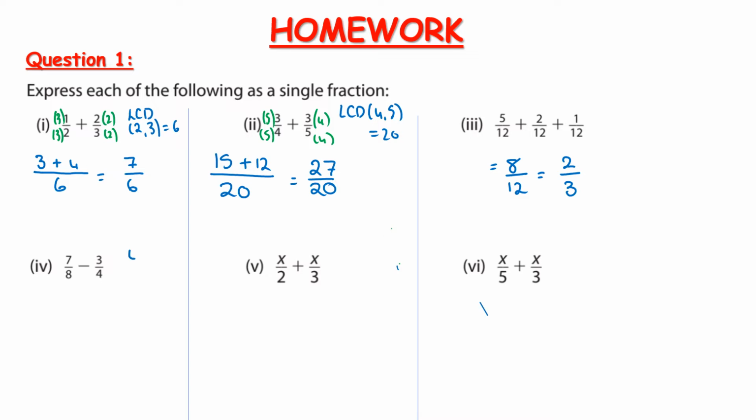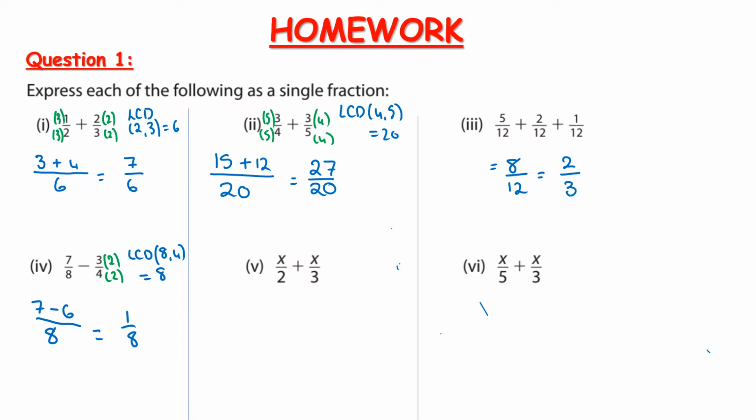7 eighths minus 3/4. Lowest common denominator of 8 and 4 is 8. So I simply need to multiply the top and the bottom here by 2. You can multiply the other fraction by 1, but it doesn't matter. 8 on the bottom, so that's 7 minus 6, and that gives us 1/8.